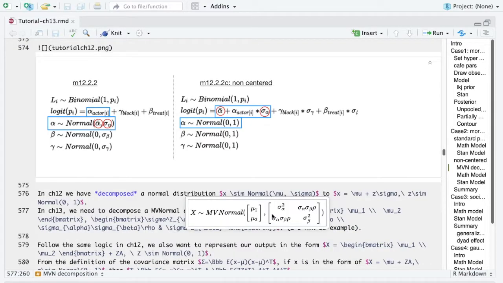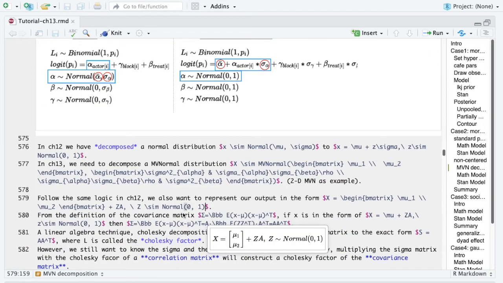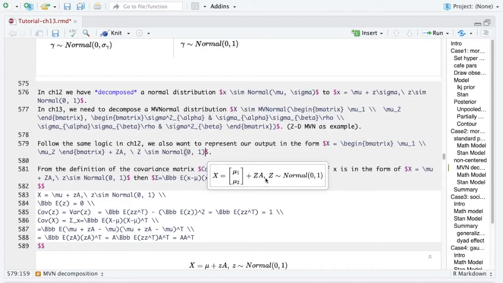In chapter 13, we have to do something similar. We need to decompose a multivariate normal distribution. Following the same logic as in chapter 12, we also want to represent our output in the form of x equals mean vector plus z times A. Think of A as something similar to a covariance matrix. There is some relationship between A and the covariance matrix, and z just follows a normal distribution. So we have to figure out the relationship between matrix A and the covariance matrix.